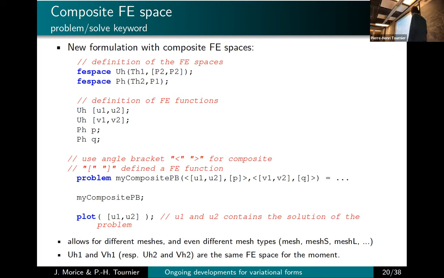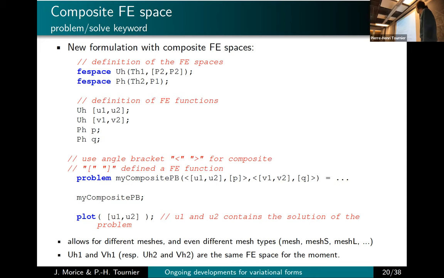And with that, when you use your main component problem, you can plot the solution. U1 and U2 contain the solution of the problem you have solved with these instructions.